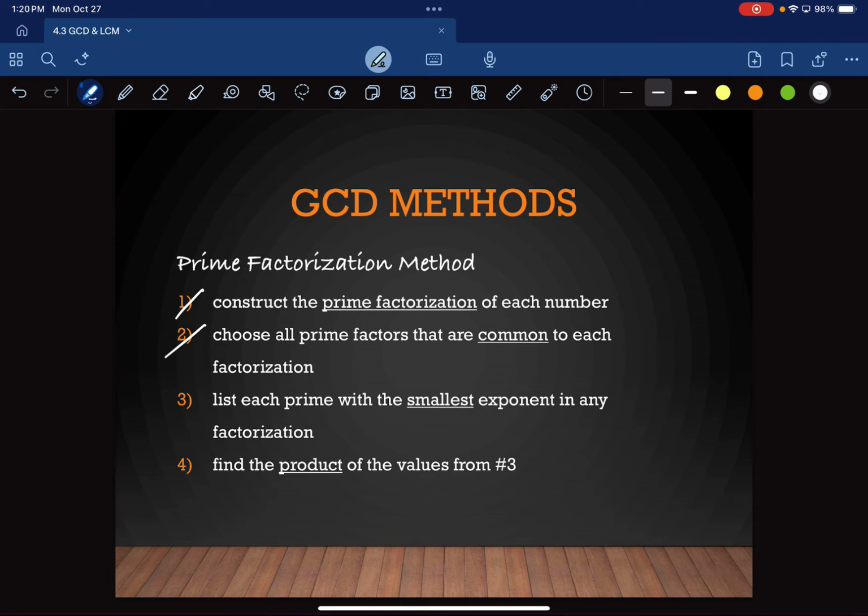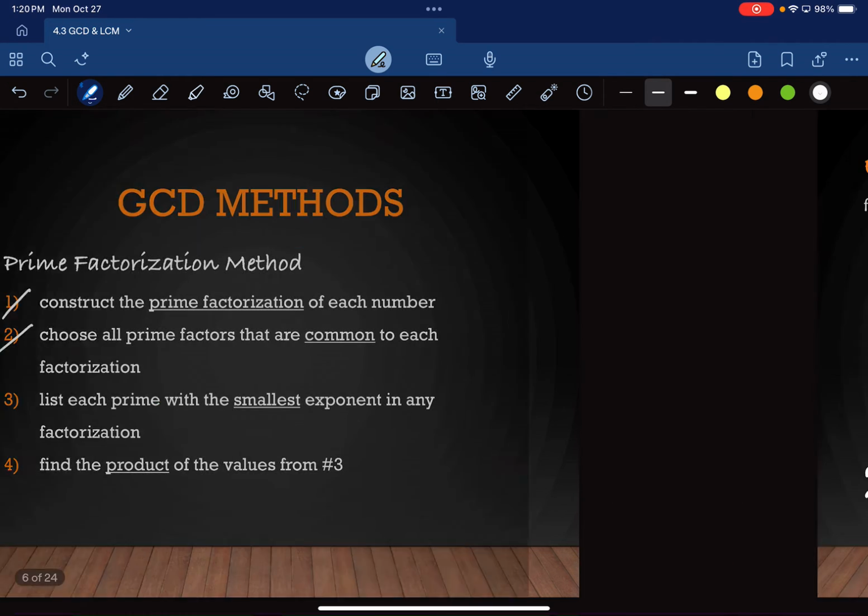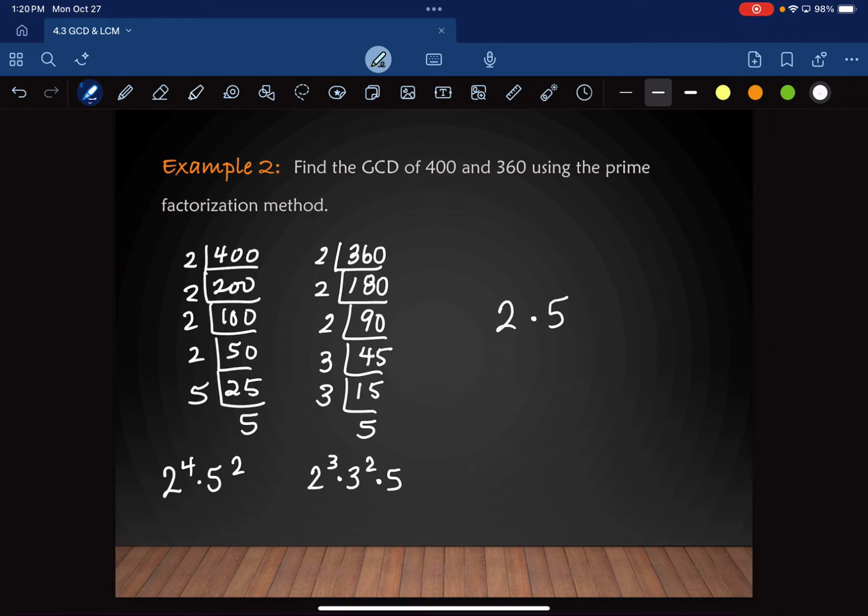Step 3 says that we're going to use the smallest exponent that base has for any number. So in this one, the number 2 is 2 to the 4th in 400, and it's 2 cubed in 360. We use the smaller of them, so we will use the 3. So this is 2 cubed. The one on the left has 5 squared. The one on the right has 5 to the 1st. So we will have 5 to the 1st. Okay, that's step 3. Common bases, smallest exponent.